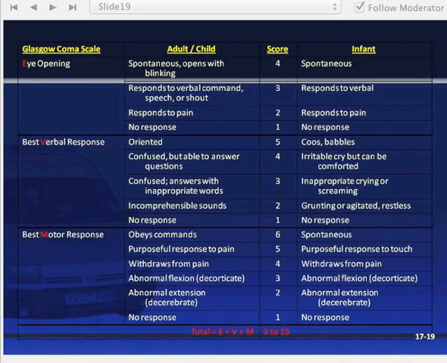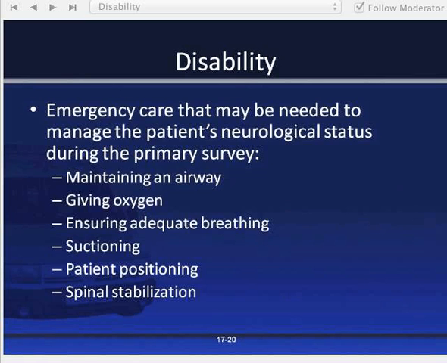And for motor, we have 6, 5, 4, 3, 2, 1. 6 being obeys commands, 5 being purposeful response to pain, 4 being withdrawal from pain, 3 being abnormal flexion or decorticate posturing, 2 being abnormal extension or decerebrate posturing, and 1 being no response. The lowest score that a patient can receive in a Glasgow Coma Score is a 3.